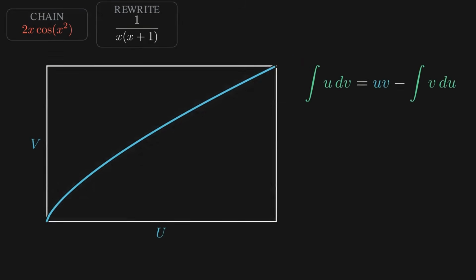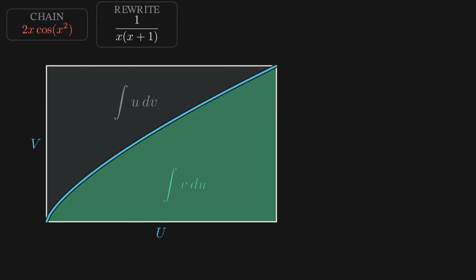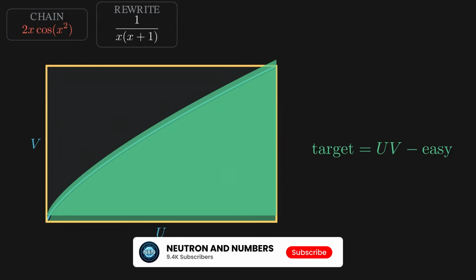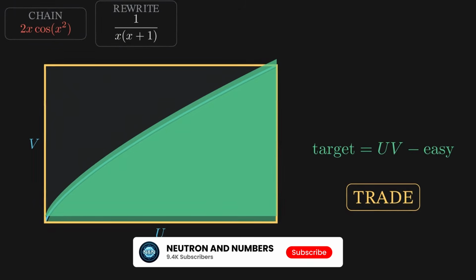And there's a picture that makes this unforgettable. The 2 integrals are 2 regions of the same rectangle. If one region is ugly, compute the other one and subtract. That's not a trick, that's a trade.